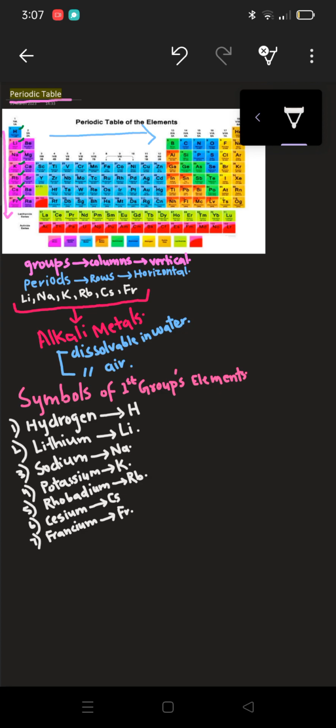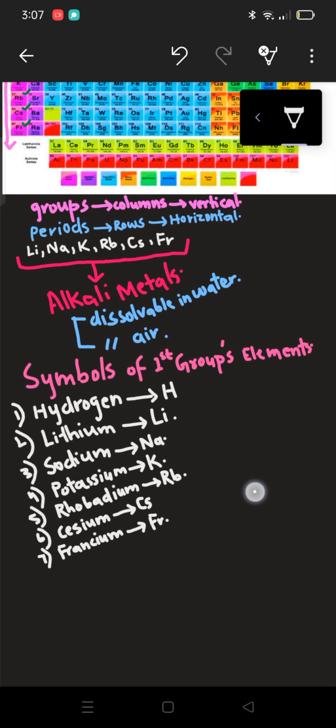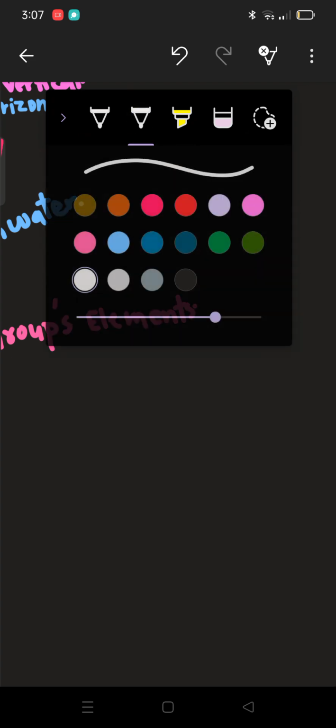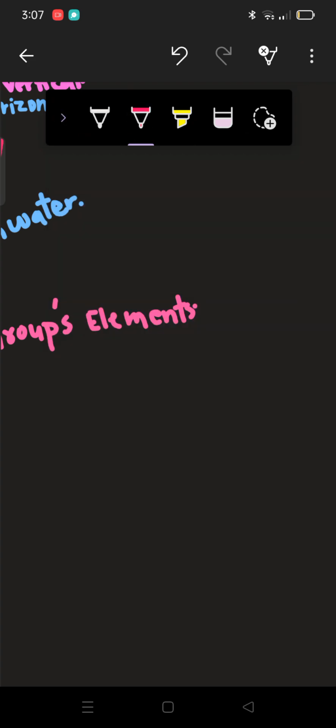Alright, so we need to know that if they are present in the first group, I should tell you the periods as well. As you can see here, we have a total of 7 periods and 18 groups. Now we should go with the valence electrons. I am going with the structure of sodium here.